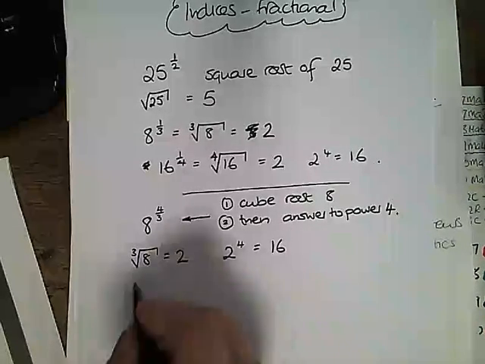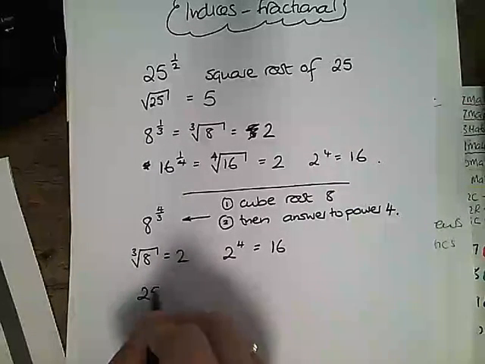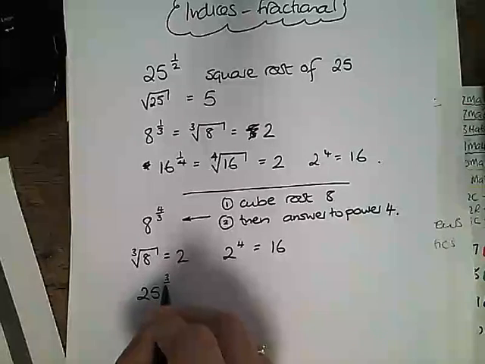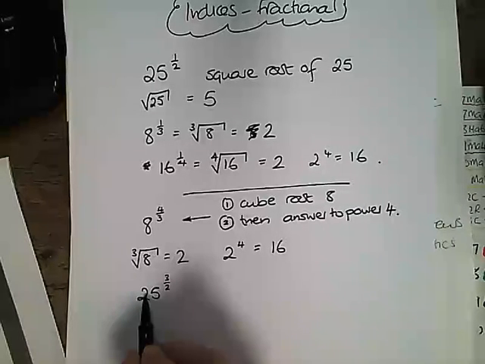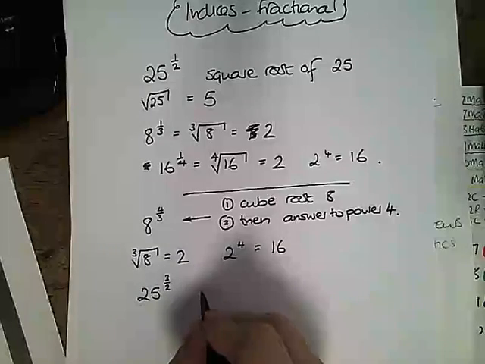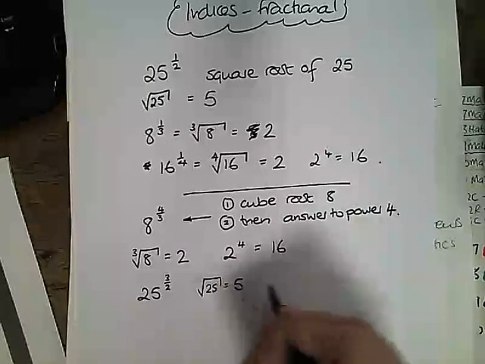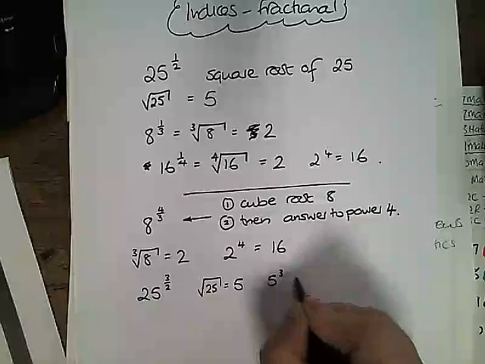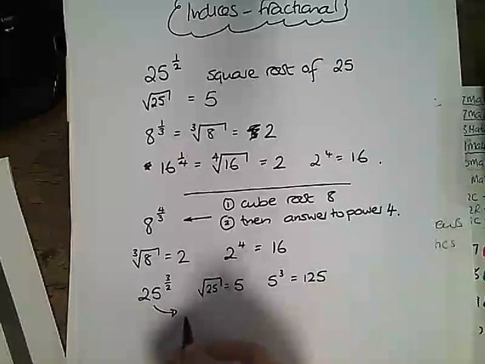If we had this question, 25 to the power 3/2, that's telling us to square root the 25 and then put that answer to the power 3. So the square root of 25 is 5. 5 to the power 3 is 125. So that answer is equal to 125.